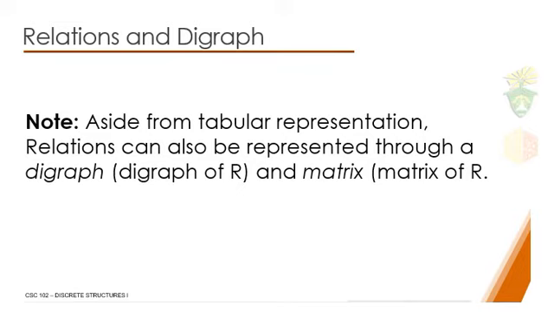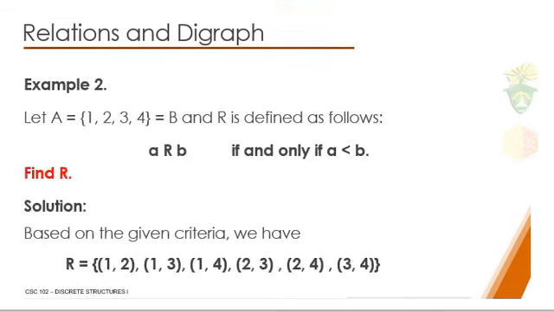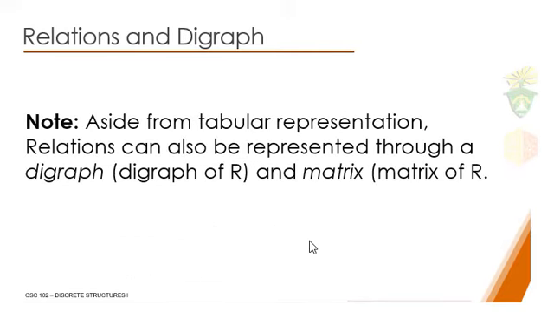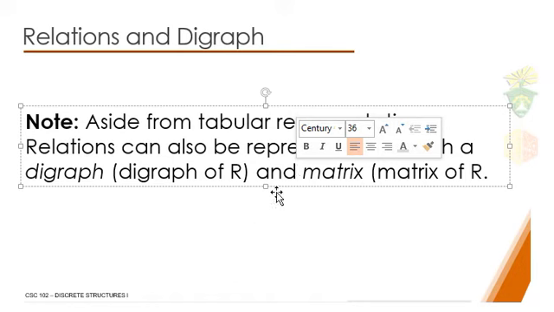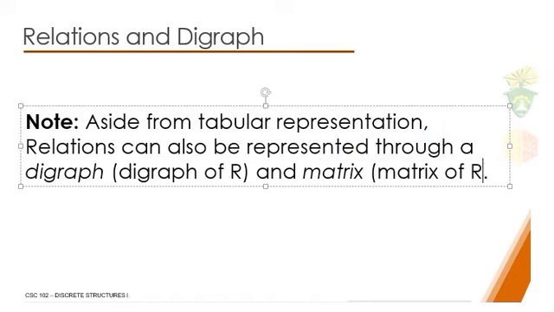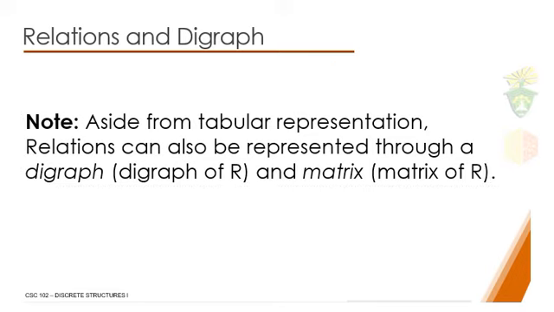So, aside from tabular representation, katong lista-lista bitaw, katong ipakita ang mga elements ni R, sama ani. Okay. So, aside ana, relations can also be represented through a digraph or directed graph, or we call it digraph of R or digraph of the relation. And also, pwede po siya ma-represent as a matrix or matrix of R, or matrix of the relation.